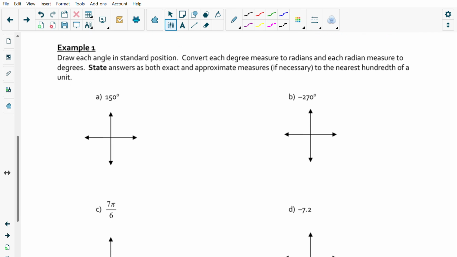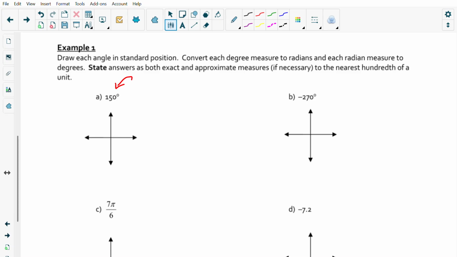Example 1, let's practice drawing angles in standard position. Remember, standard position means the initial arm starts on the positive x-axis, the vertex is at the origin, and we sweep an angle in the counterclockwise direction, ending at whatever angle we ask you to go to. Let's do some angles in standard position.